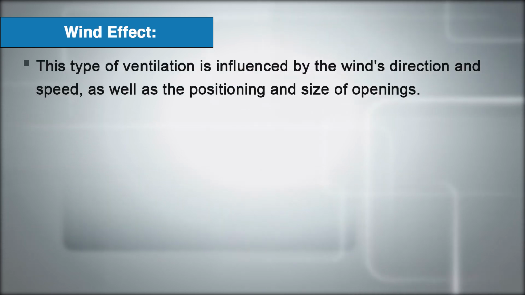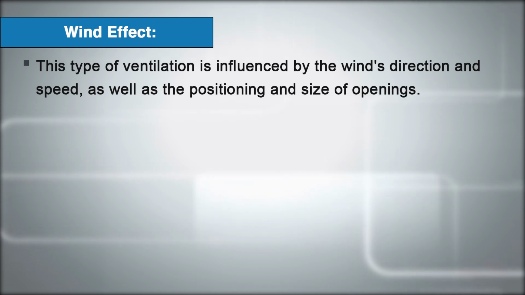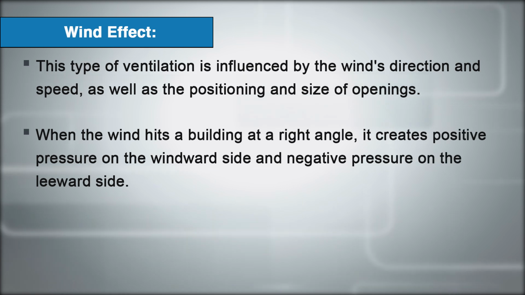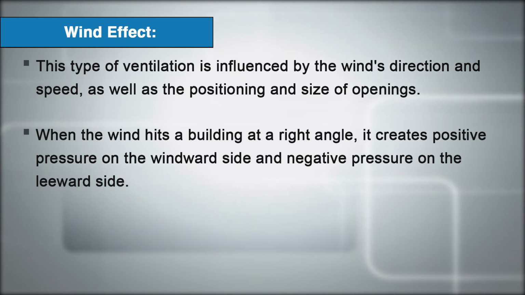This type of ventilation is influenced by wind's direction and speed, as well as the positioning and size of openings. When the wind hits a building at right angle, it creates positive pressure on the windward side and negative pressure on the leeward side. If the wind hits at a 45-degree angle, this effect is observed on two respective sides of the building, facilitating air movement through the structure.